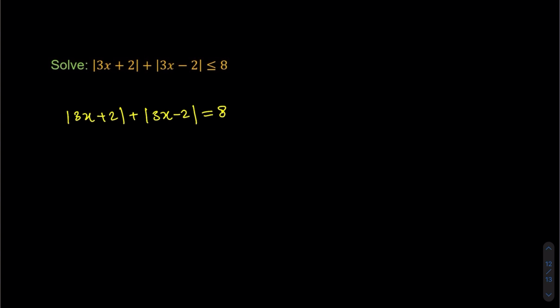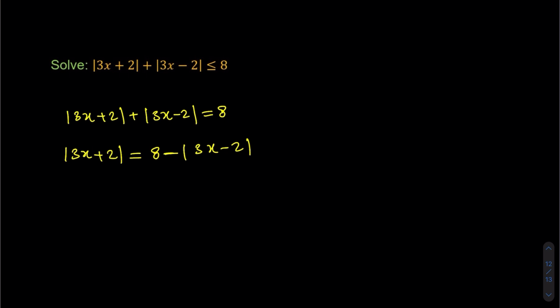I will keep the first one in the original place. The absolute value of 3x plus 2 is equal to 8 minus the absolute value of 3x minus 2. So as you see, I just moved one of these modulus expressions from one side of the equation to the other side, and this term is isolated on one side of the equation, okay?